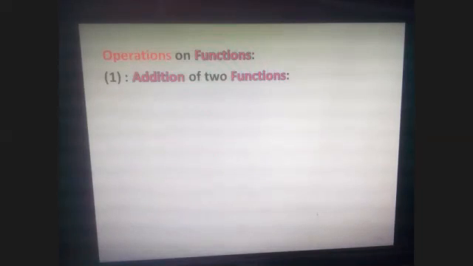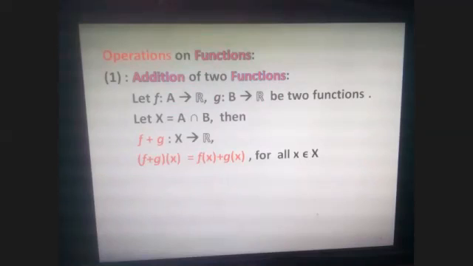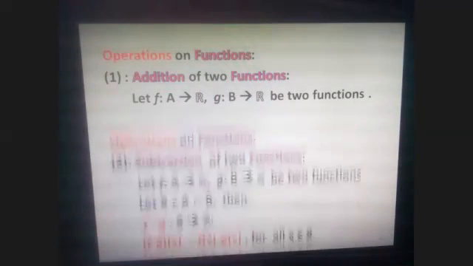Operation on real functions, that again we studied. Addition of two functions: f from A to R and g from B to R, and A intersection B I call X. Then f plus g has domain X, that is A intersection B. So f plus g is a function from A intersection B to R, defined as (f plus g)(x) is f(x) plus g(x) for all x in X. So the domain of f plus g is the intersection of the domains.